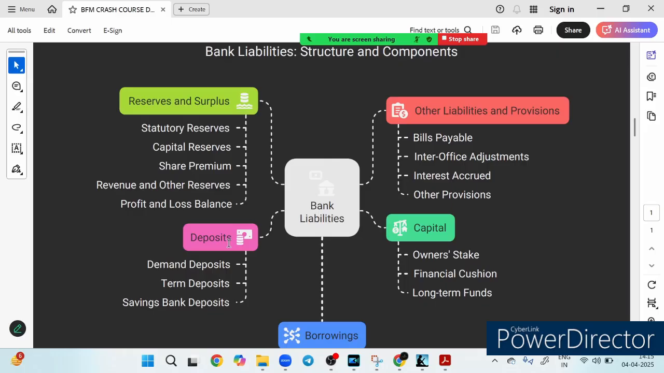Think of a bank liability as all the different sources from which it collects money, be it from customers, investors, or even other banks. So these funds are not owned by the bank. Instead, they are obligations that the bank has to repay at some point. Let's look at the key components.